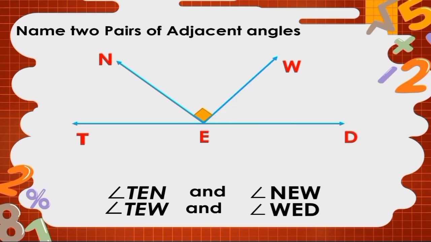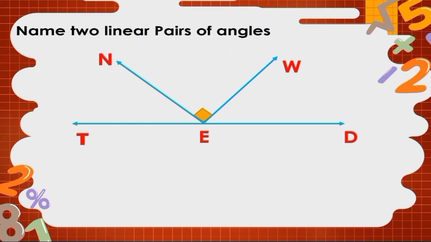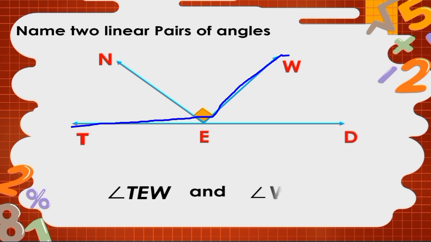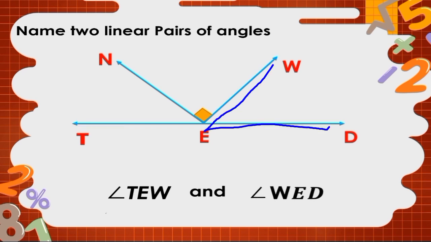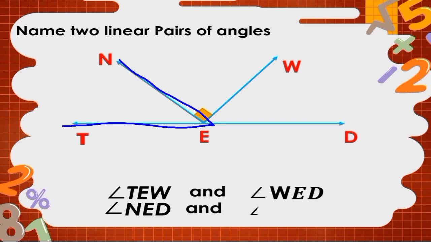Ayan. Next, name two linear pairs of angles. O, linear pairs, usually ang ating linear pairs are also supplementary angles. So, angle TEW and angle WED. And then, or angle NED and angle NET. So, yun yung ating linear pairs. So, medyo nakakalito lang pero madali lang naman intindihan. Now, let's practice.